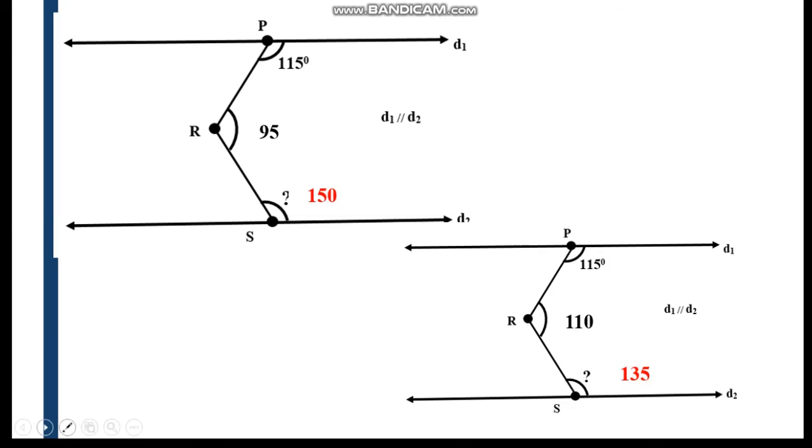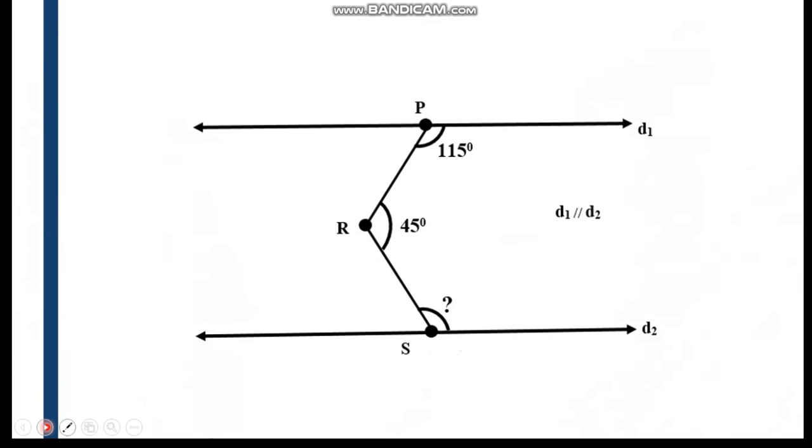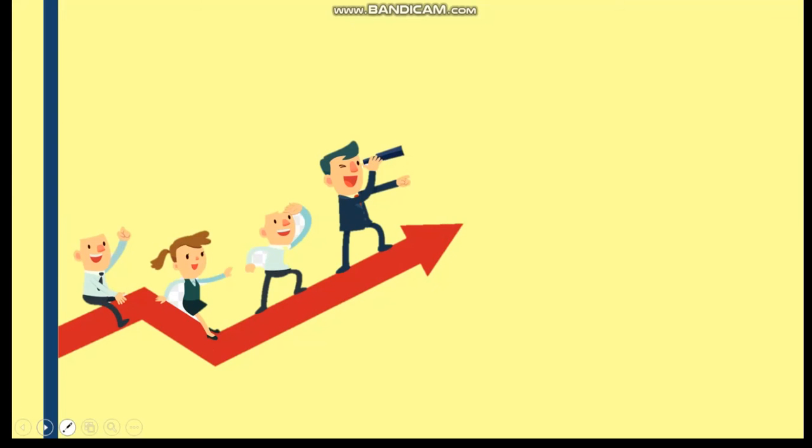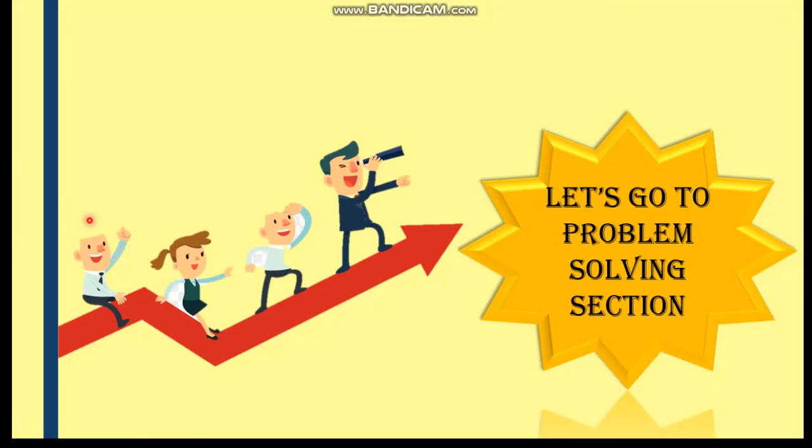How can we generalize this? If we have angles like A, B, and C, the addition of these three angles should equal 360. Now, let's go to the problem solving section.